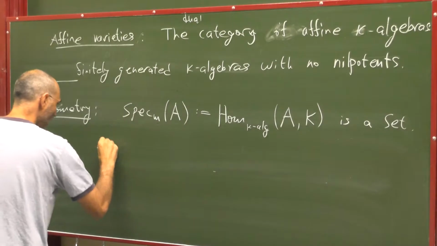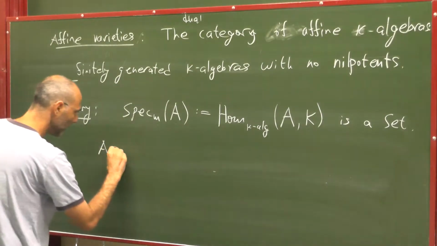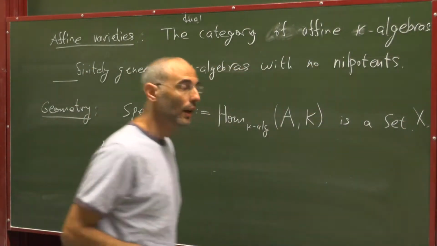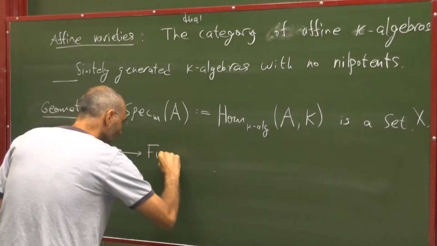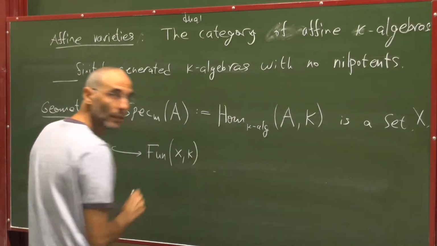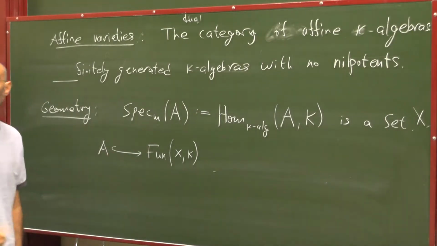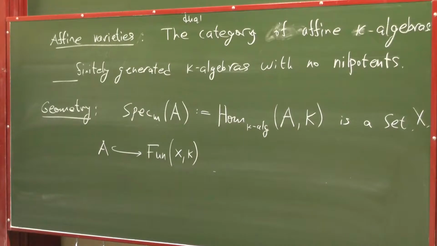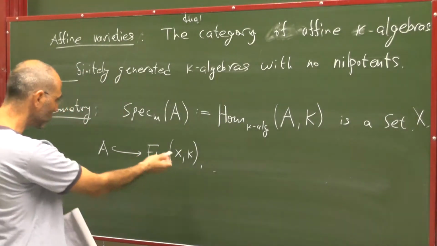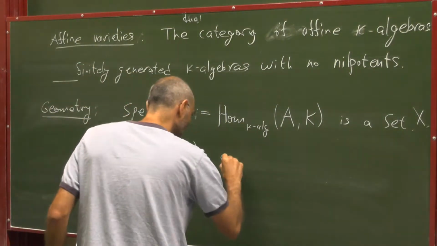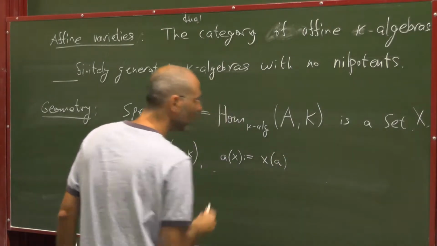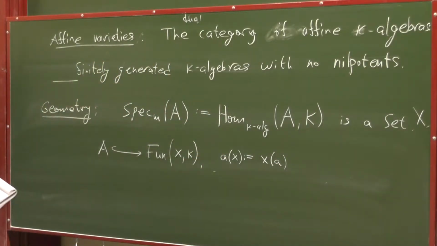Now, here's a fact, I will explain this: I can view the elements of A as functions from X to K, and the fact says that this is an injection. This is really what gets the theory going, and I will explain this. And of course, we define this map by duality. So if a is in A, I define a at x to be x of a, where x is a map from the algebra A to K.